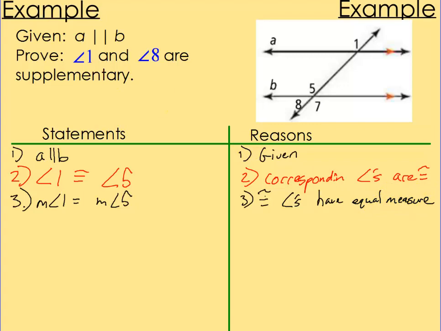Alright, so for the next step, what can I say next? Well, I know that the measure of angle 5 plus the measure of angle 8 has got to equal 180 degrees. So I'm going to say the measure of angle 5 plus the measure of angle 8 equals 180. And this is because it's the definition of supplementary angles. So I'm just going to write supplementary angles.